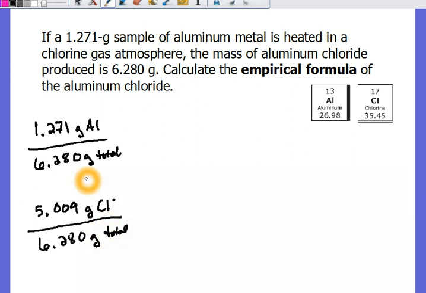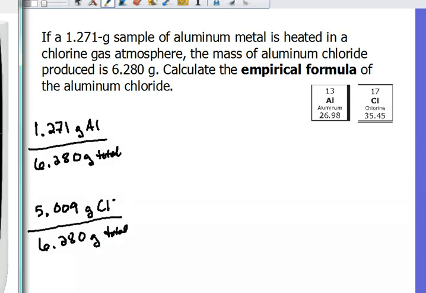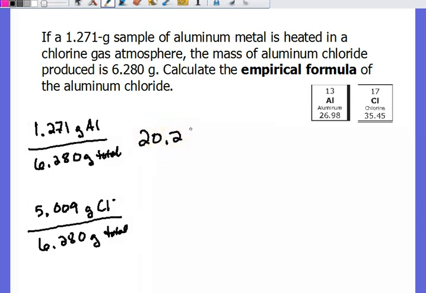If you wanted to calculate a percentage, you could do that. You could take the 1.271 and divide it by 6.280, and then if you convert that to a percentage, you get 20.2%. You just multiply by 100 to get percent if you wanted to. And then your remaining percentage would be from your chloride.